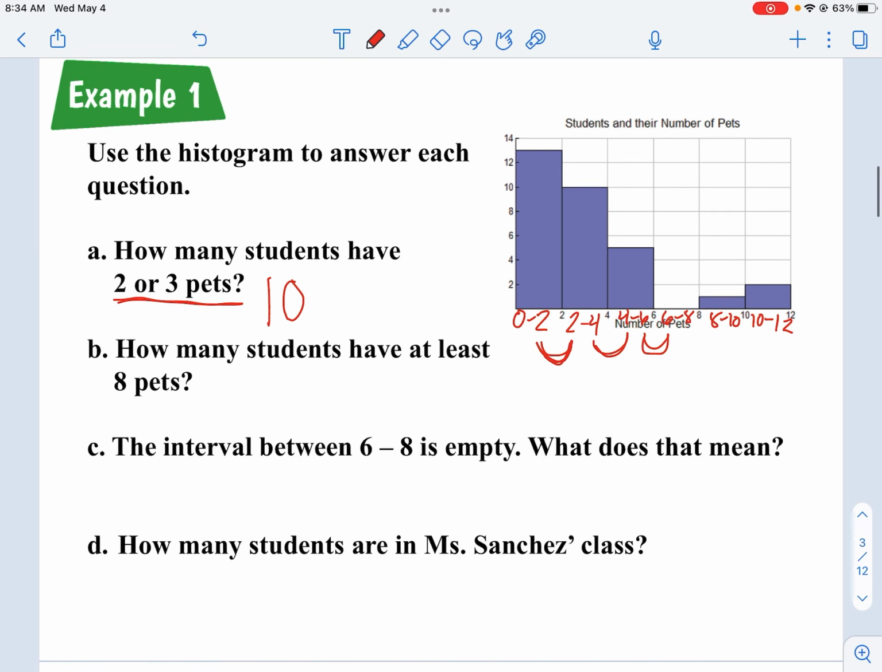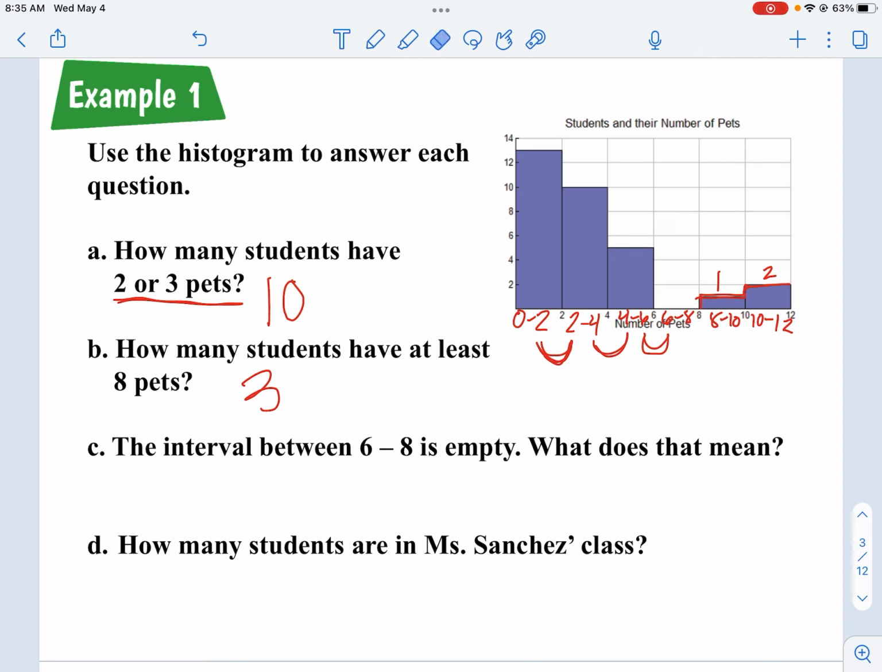So next it says how many students have at least 8 pets. So remember, at least means 8 or more, okay? Because if you have to get at least a 90 on a test to get an A, you can't get an 85. You have to get 90 or more to get an A. So if we're asking how many students have at least 8 pets, we're going over here. Okay? So this one, there's 1, and this one, there's 2. So all together, we add them up, and there's 3 students who have at least 8 pets.